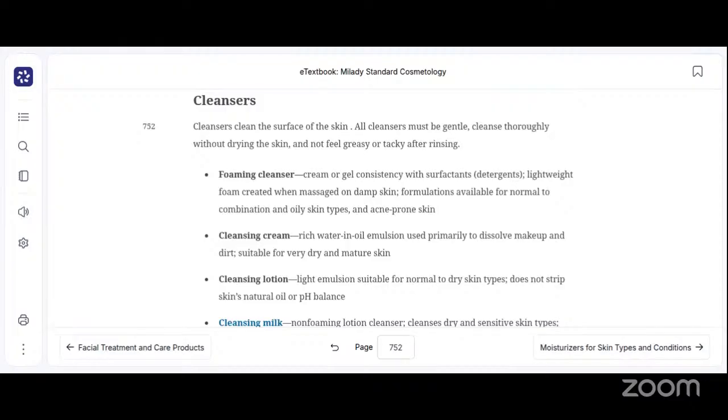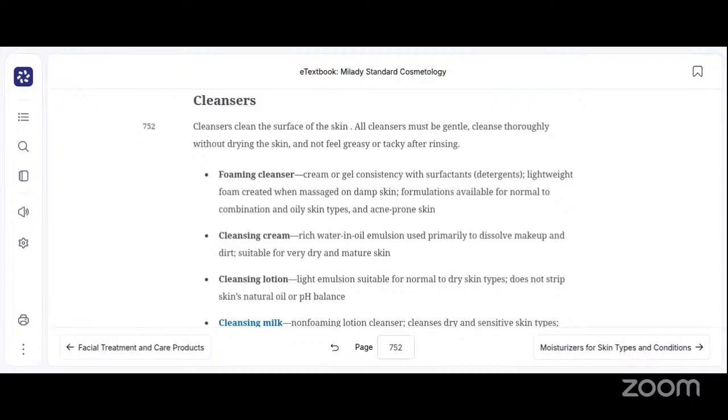It's lightweight. It can hit those pores. It can start really pulling from the pore area. I definitely can see why acne-prone skin or oily skin will love to have a foam cleanser.